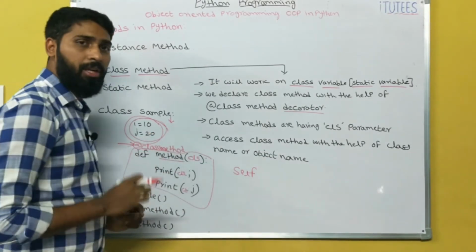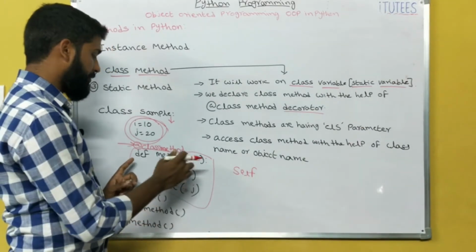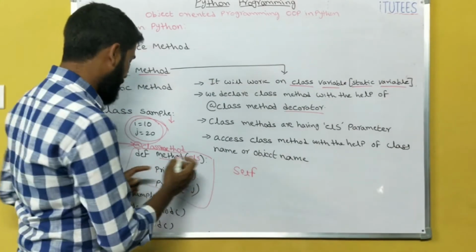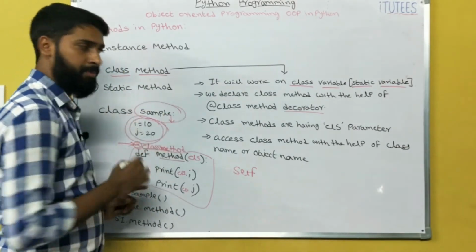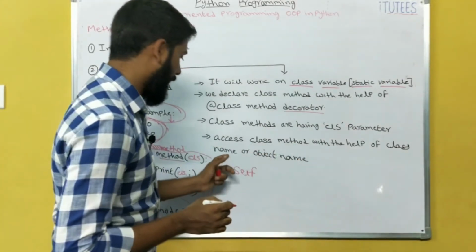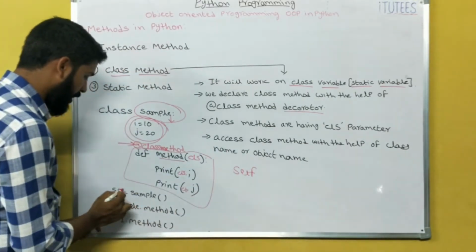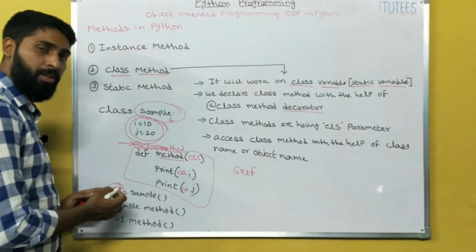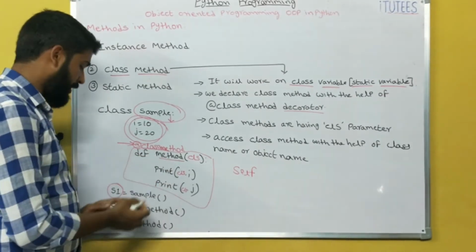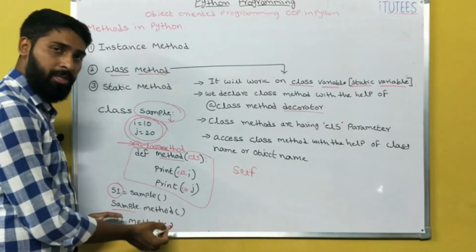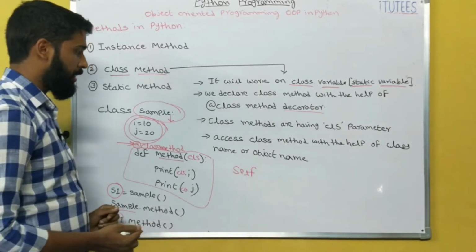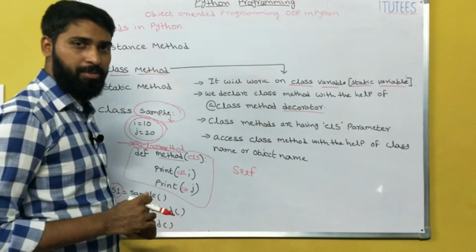Fourth point, how can we access these methods? These methods can be accessed with the help of class name or with the help of object name. Here the class name is Sample, and the object name is s1. You call this method either using the class name Sample.method or using the object s1.method. So this is about class method.